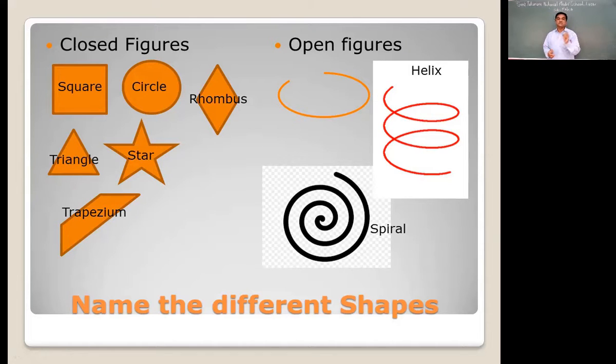Closed figures means the starting point of that figure and the ending point of that figure overlap. The closed figures are the squares, circles, rhombus, triangles, star, and trapezium. A few open figures that we have seen are the spirals and helix. You can see the starting point and the ending point of these figures do not overlap each other.